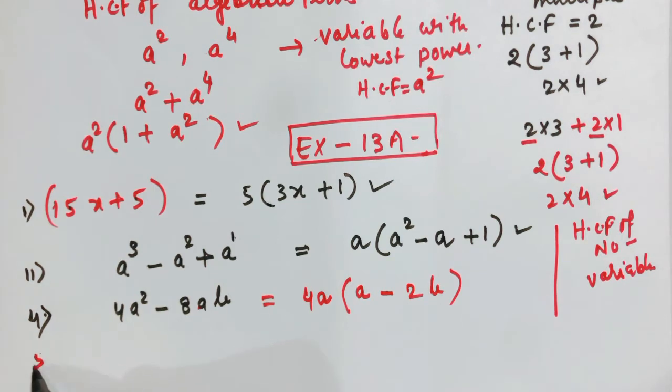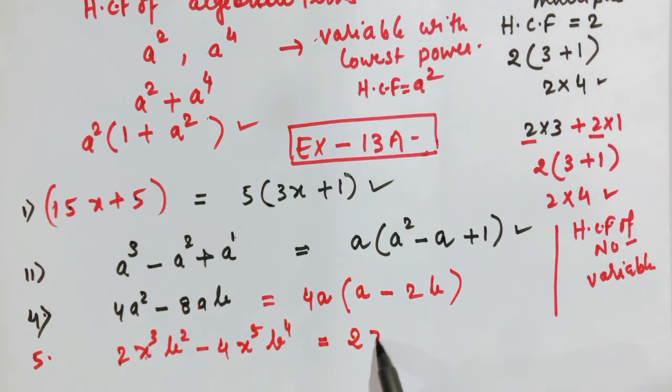So number 5 says 2x to the power 3 b square minus 4x to the power 5 b to the power 4. So here once again let us see. The HCF of 2 and 4 is 2, no problem. x cube and x to the power 5, so naturally it will be x cube only, because it is the variable with the lowest power. Now b square and b to the power 4 will be b square only. Why? Variable with the lowest power.